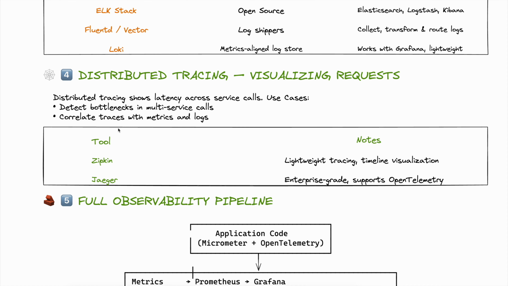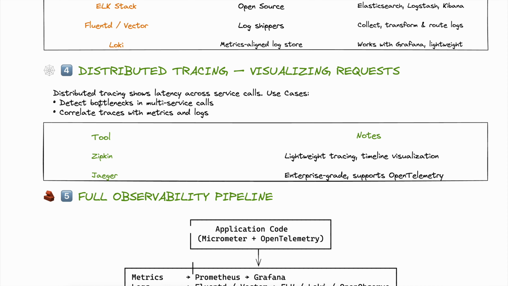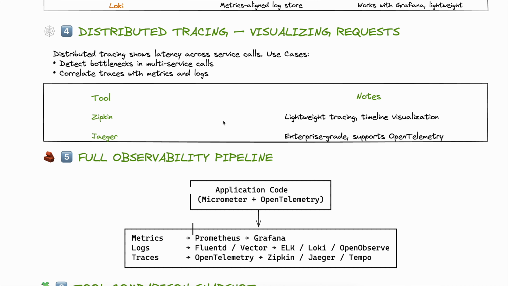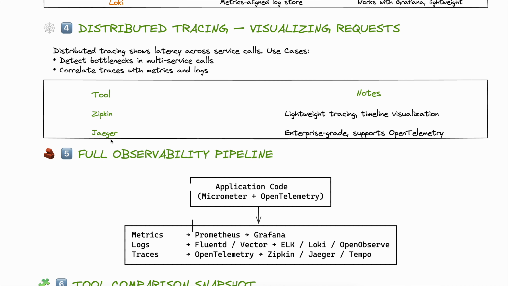So for distributed tracing, why are we using distributed tracing, right? The main point of distributed tracing is that it detects bottlenecks in multi-service calls, which means that if we have several microservices, we can detect which service is the bottleneck, connect the dots, and also correlate traces with the metrics and the logs. So let's say that we have logs of that specific microservice, but we need to connect the dots and see what the output is in another microservice. The tools that we are using for that are Zipkin and Jaeger.